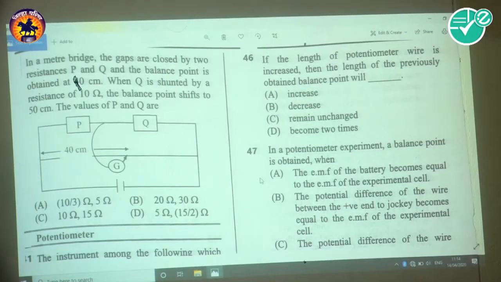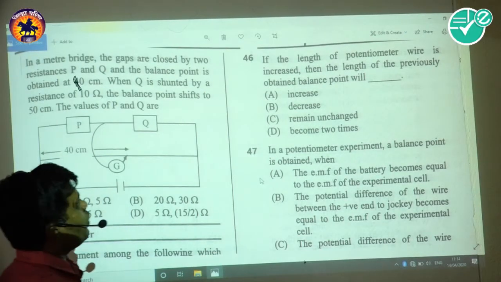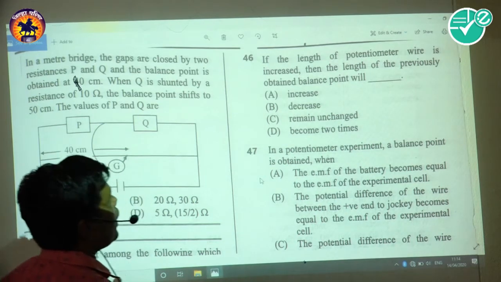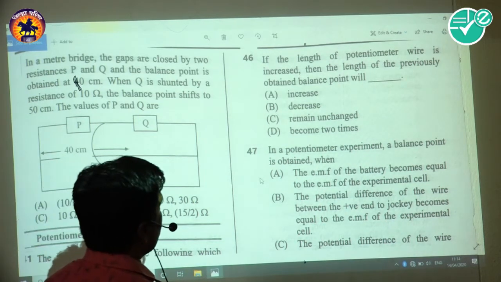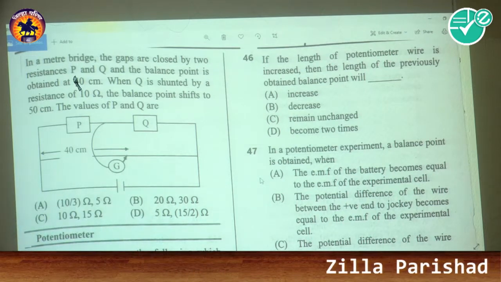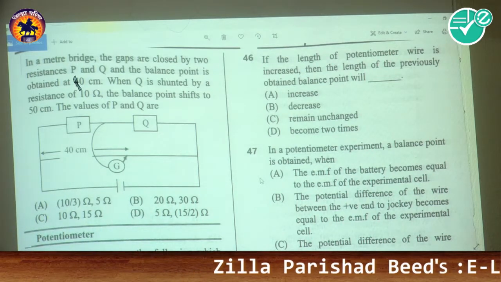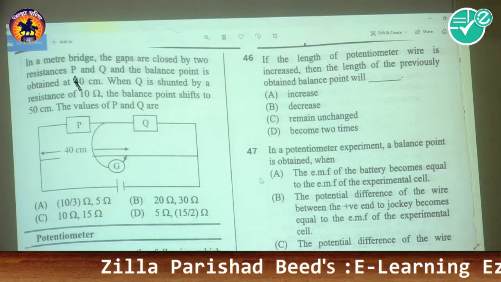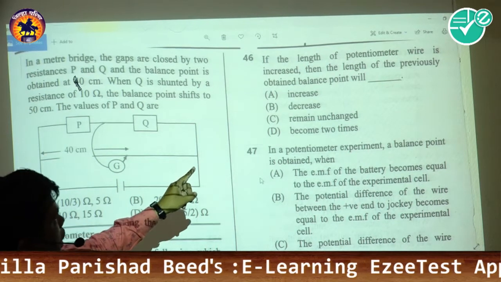Now we will move towards question number 46. If the length of the potentiometer wire is increased, then the length of the previously obtained balance point will... So it is obvious that if you increase the length of a potentiometer wire, then the null point will increase. The previously obtained null point will increase.